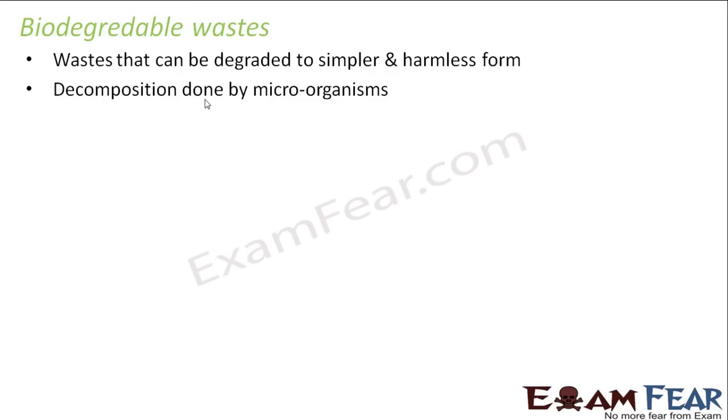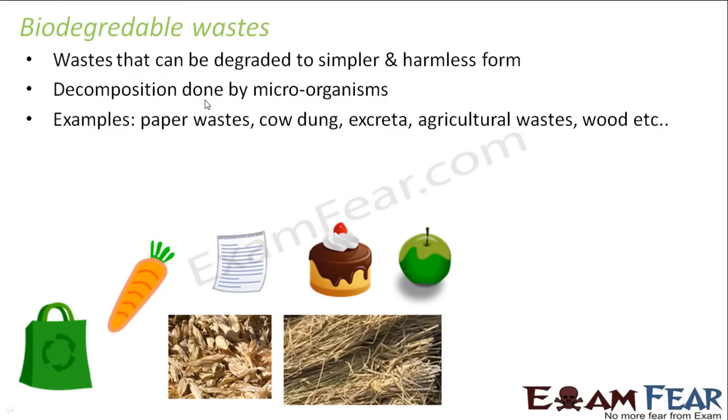So who are those living organisms who cause this degradation? This decomposition is done by the microorganisms, like bacteria and fungi. They are famous. They fall under the category of decomposers, right? So examples would be paper wastes, cow dung, excreta, agricultural wastes, wood, etc. So these kinds of wastes fall under the category of biodegradable wastes.